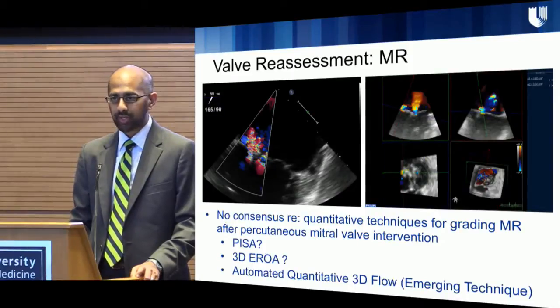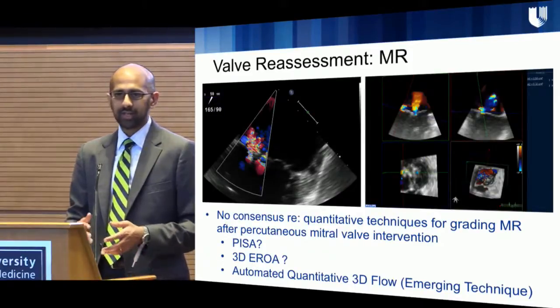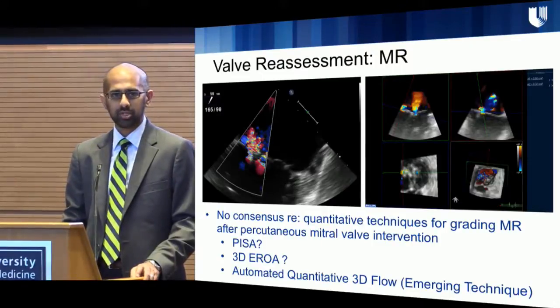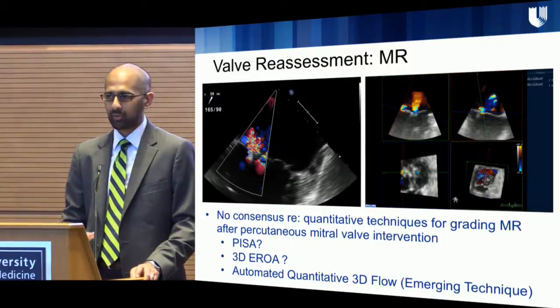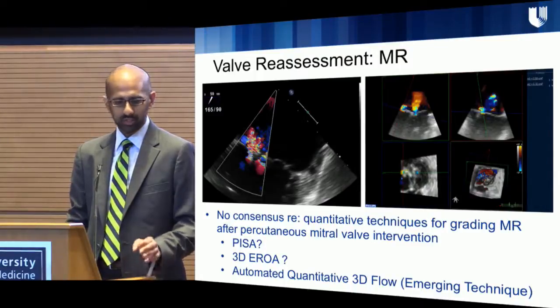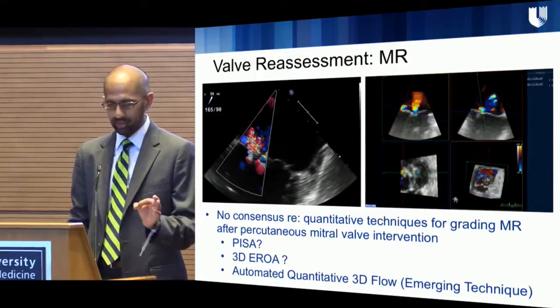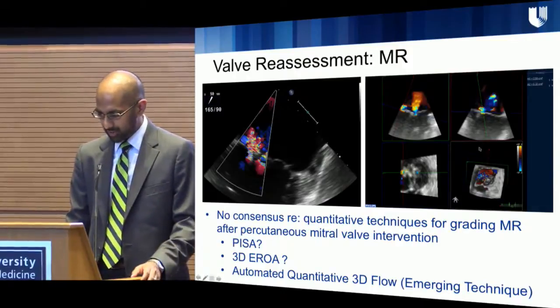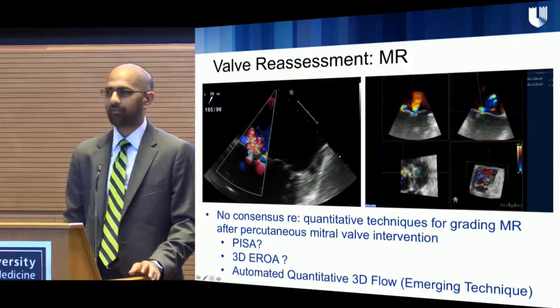And what I want to emphasize here is, at least in the setting of percutaneous interventions, nobody has validated the assumptions behind the 2D techniques. Without boring you all, essentially in a 2D technique, you assume that the opening of regurgitation is a circle. And I'm here to tell you, as you can see from this, it's never a circle.